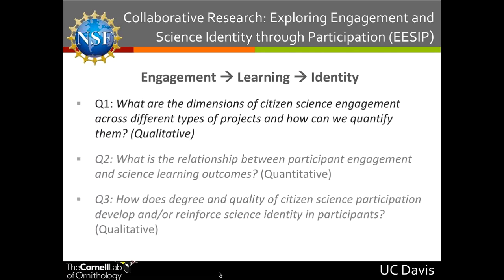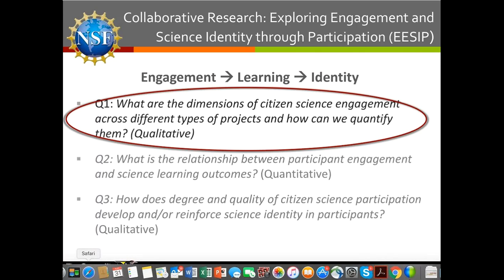So we have three major research questions. The first one is a very qualitative kind of question. What are the dimensions of science engagement across different projects, and how do we quantify it? The second question is more quantitative in nature, trying to understand what is the relationship between how one engages and their learning outcomes. And then the third is qualitative, and it's a longitudinal look at how does the degree and quality of participation influence an individual's science identity. So I'm going to be focused on providing you with some preliminary data from this first question.